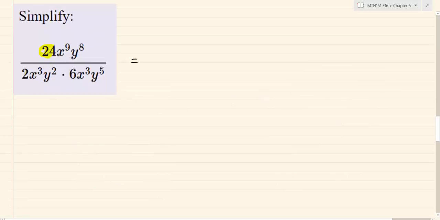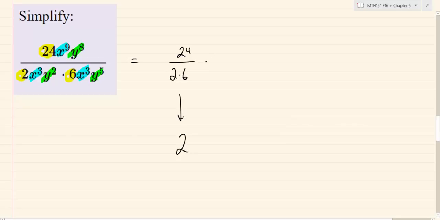Your eye is going to be drawn to whole numbers, things that are base X, and then things that are base Y. So you're kind of doing like 3 mini problems. All right, so if we look at the number part, that's going to be 24 divided by 2 times 6. I think that shakes out to be a 2.